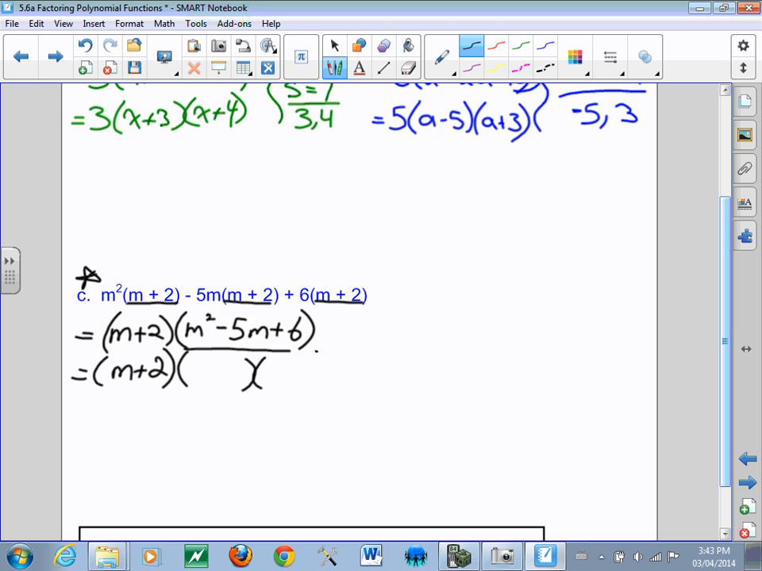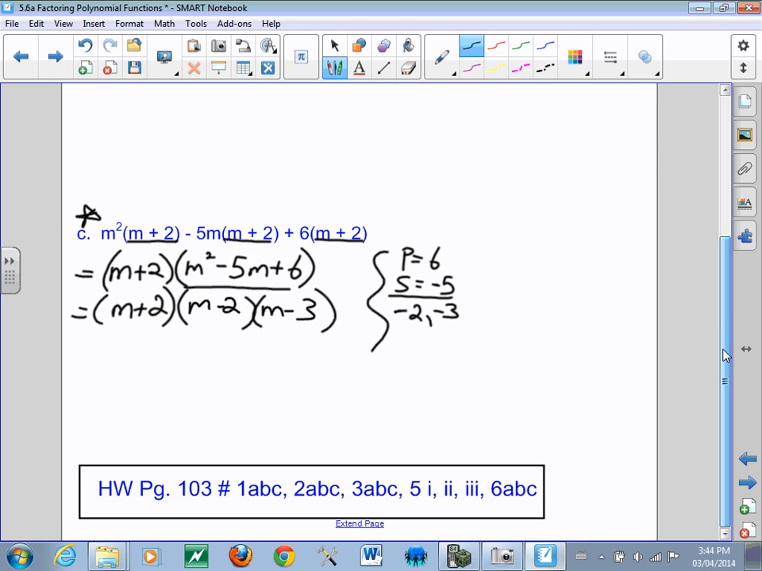So we're going to get two brackets here. So in the rough work, product equals 6. Sum equals negative 5. So what do we have here, ladies and gentlemen? Hopefully you get negative 2 and negative 3. So you have m minus 2 and m minus 3. All right, there's a good practice of factoring. None of this should be new. This one might have been a little more difficult to get started, but hopefully you would recognize that you've got to do common factoring of a binomial and then simple trinomial factoring.